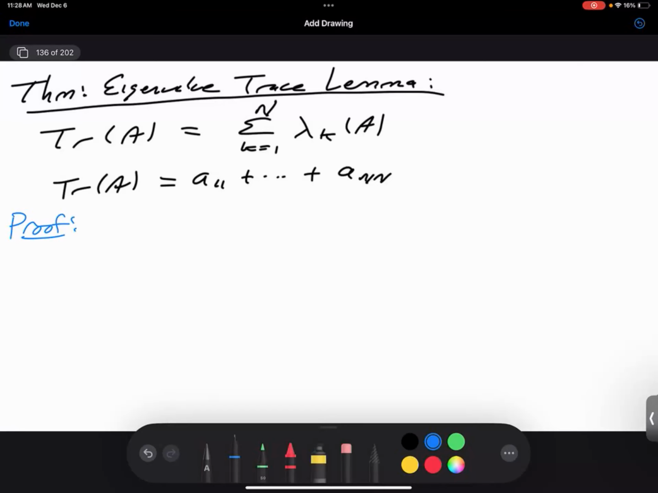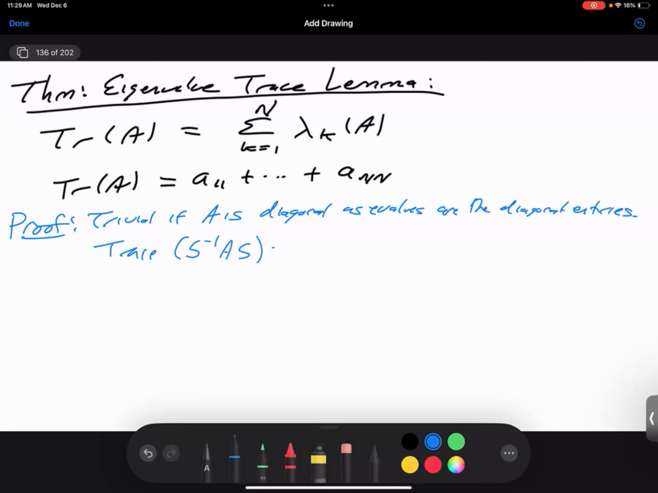Are there any matrices where it will be easy to prove this? Diagonal. Yeah, so trivial, if A is diagonal, as the eigenvalues are the diagonal entries. So if our matrix is diagonal, it's trivial. Is every matrix diagonal? Can every matrix be converted to diagonal? So one thing to note is the trace of S inverse AS is the trace of AS S inverse, is the trace of A. And so if I do some nice transformations of my matrix, I'm not going to affect things like the trace.